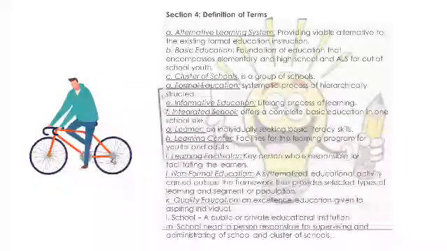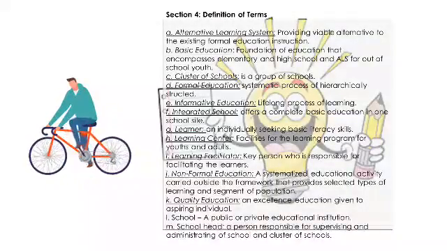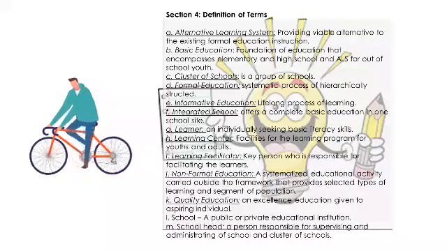Section 4. Definition of terms. A. Alternative learning system, providing a viable alternative to the existing educational instruction. B. Basic education, the foundation of education that encompasses elementary and high school and ALS for out-of-school youth. C. Cluster of schools is a group of schools. D. Formal education, a systematic process, hierarchically structured. E. Informal education, a lifelong process of learning. F. Integrated school, offers a complete basic education in one school site.